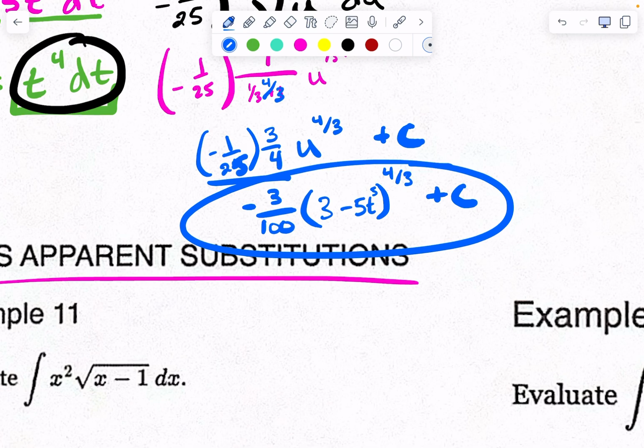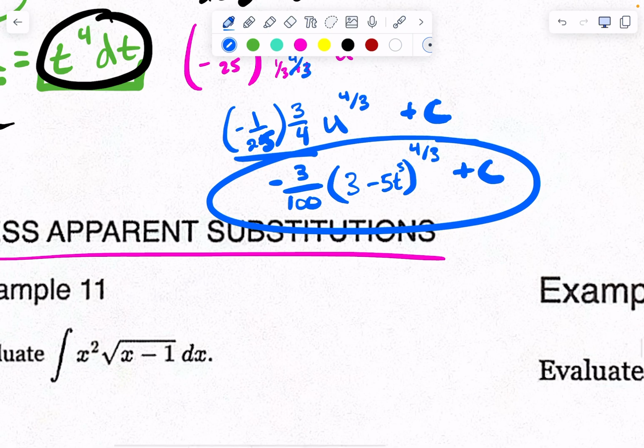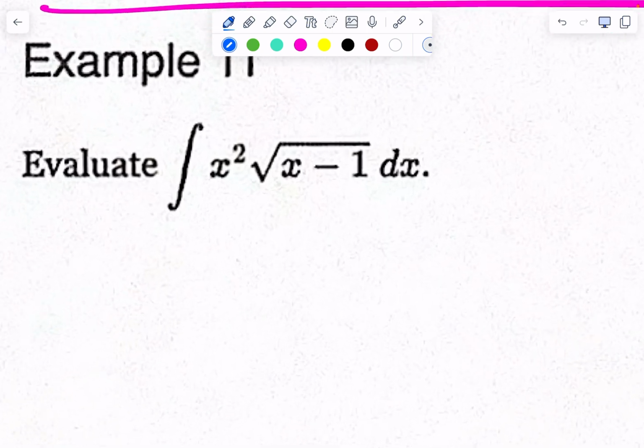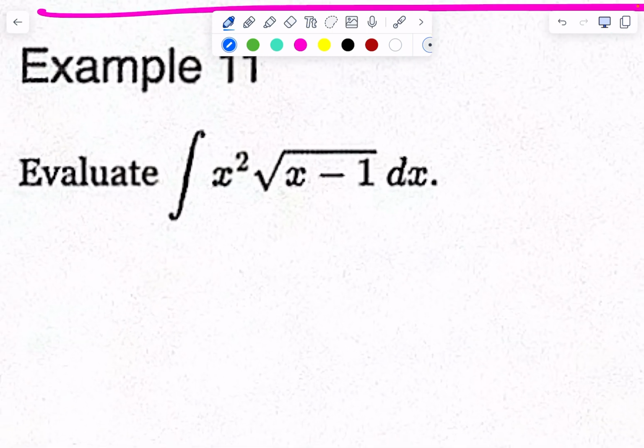Did you get 9 though? Barely. Okay. Less apparent substitutions. Let's go to example 11. You're telling me those substitutions were apparent? Those were a little bit more obvious. They were very obvious.